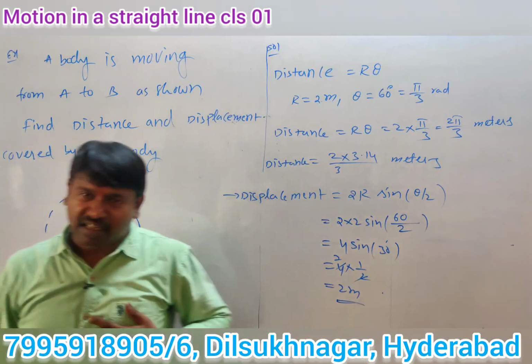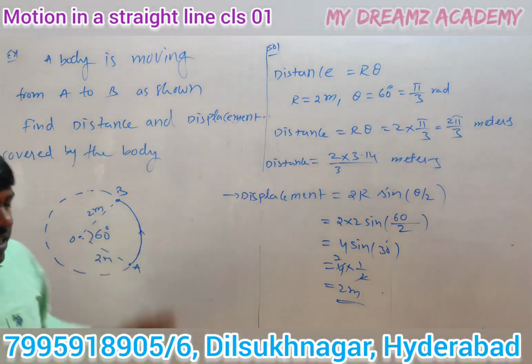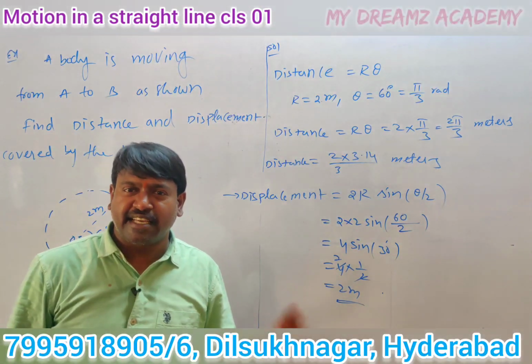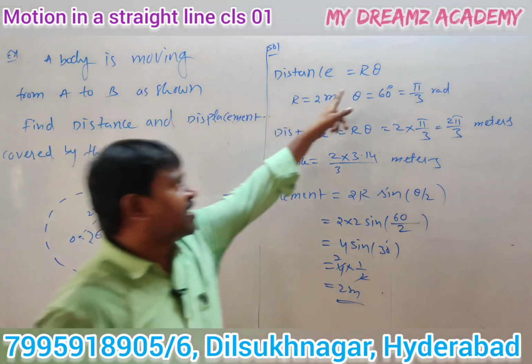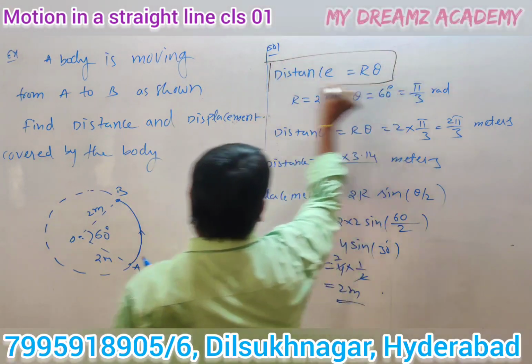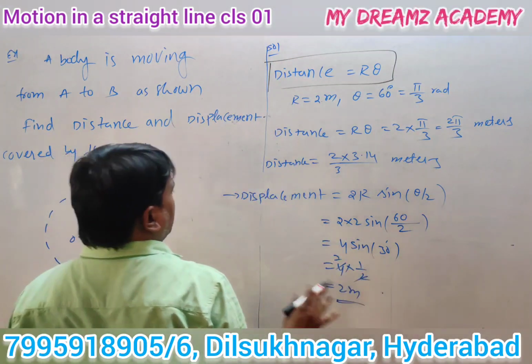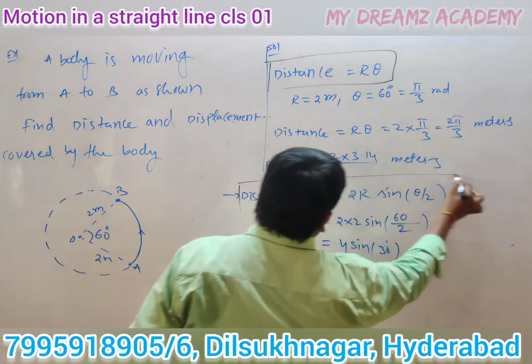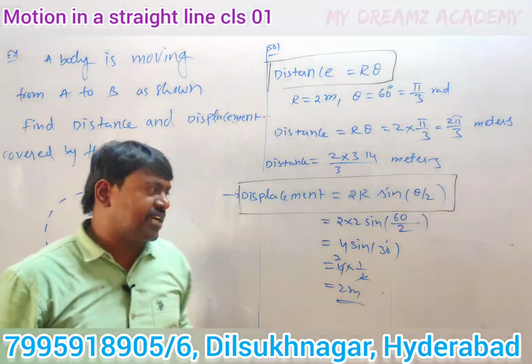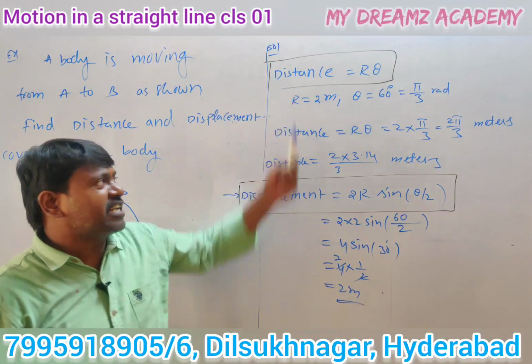In case of an arc, if a body is moving along an arc of radius r and it makes angle theta at the center, the distance formula is r theta. Remember this formula directly; we need not derive it again. To solve the problem, remember the formula. The displacement in case of an arc is 2r sin theta by 2. Distance means r theta.